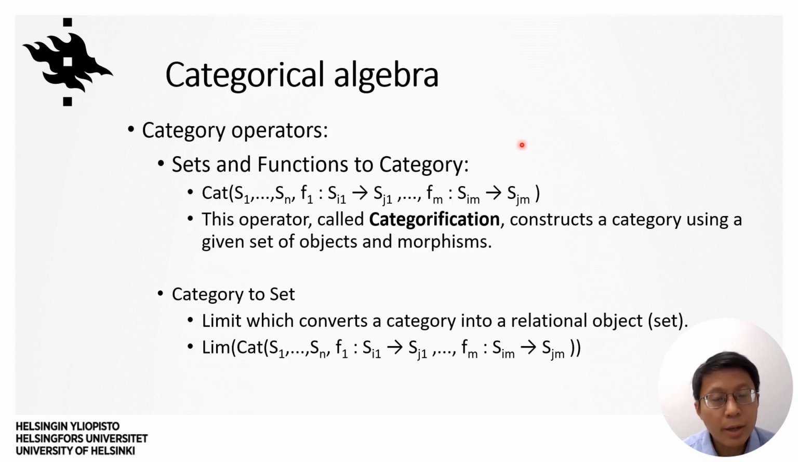Then we introduce the category operators. First, sets and function to category. We are given some sets and the functions between these sets. We can use these CT operators to generate a category using this given set, objects, and morphisms. Second is category to set, which can convert a category into a relational object. So these operators will compute the limit of this category and generate a relational object.